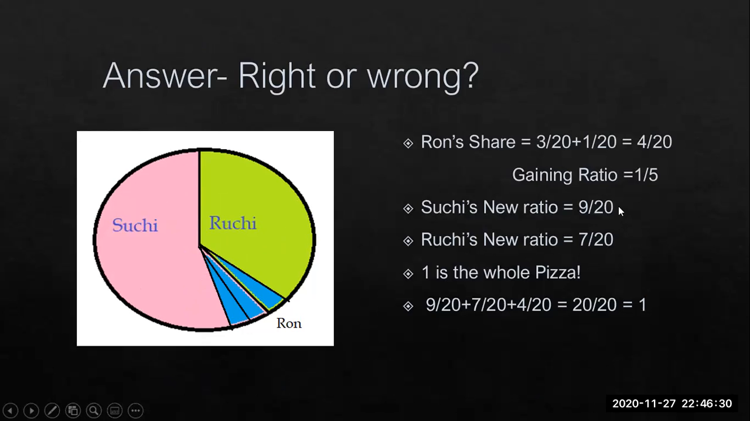Similarly, to check whether what we have solved is correct or wrong, we go to solve the checking procedure, which is 3 by 20 plus 1 by 20, which is the Ron share, which is 4 by 20, and solving 4 by 20, we get the gaining ratio of 1 by 5. Suchi's new ratio is 9 by 20, Ruchi's new ratio is 7 by 20, and adding up all these, 7 by 20, 9 by 20, and 4 by 20, we will get 20 by 20, which is a whole new pizza. That means what we have solved is correct.